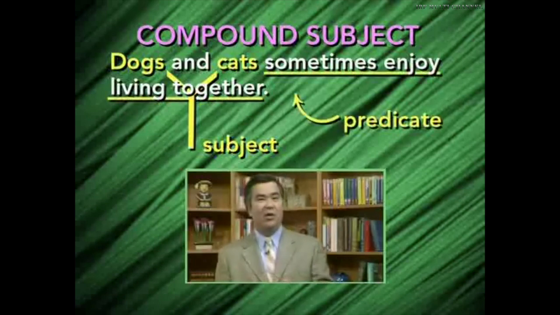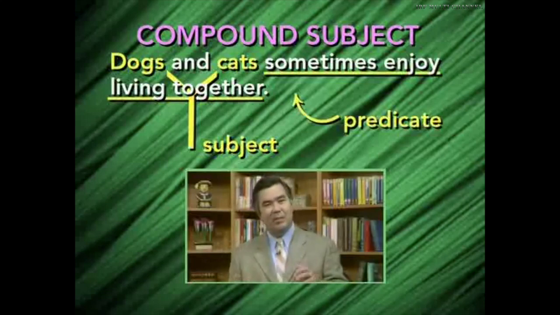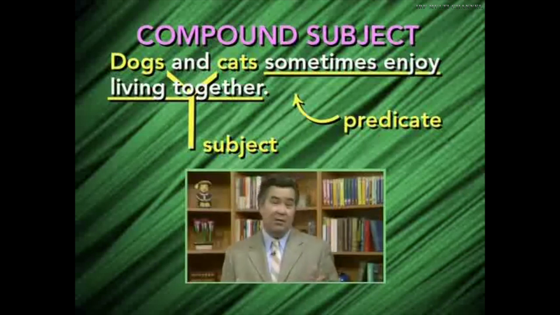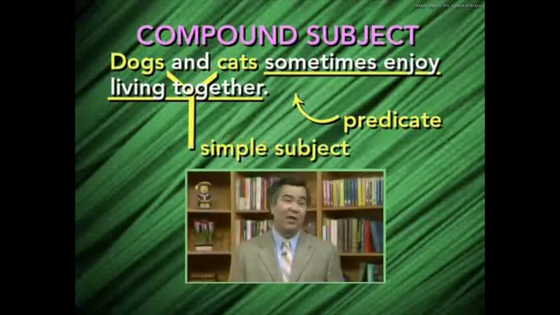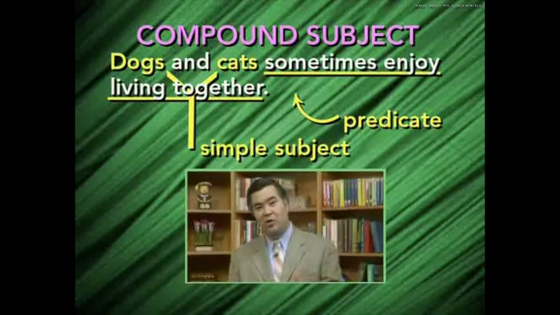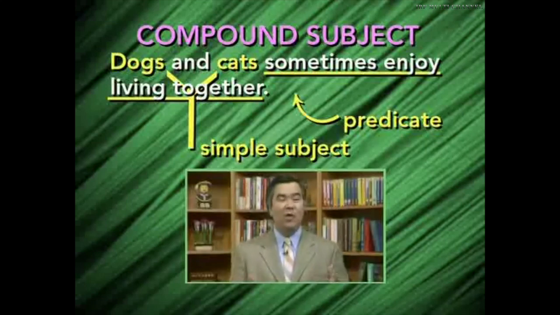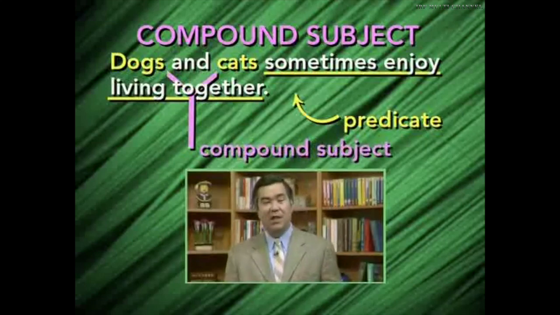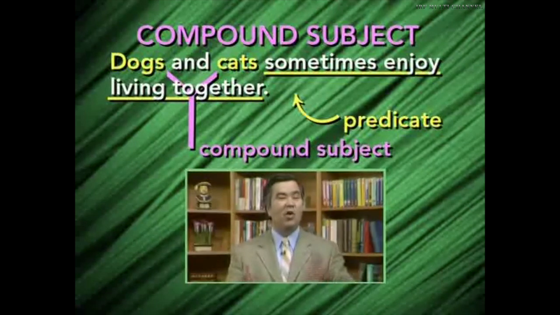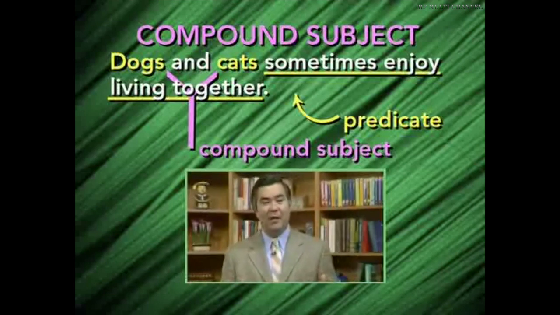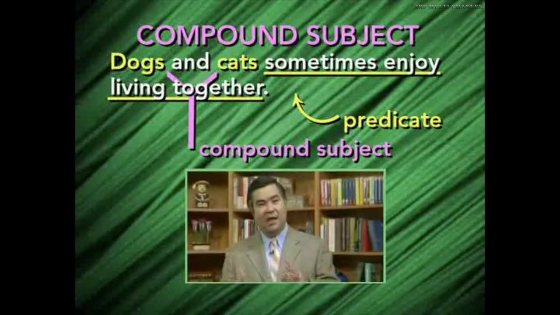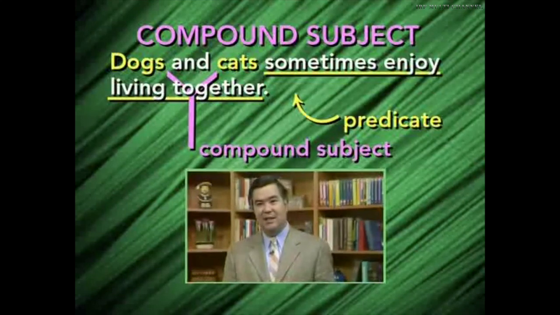It tells what dogs and cats do. Now, what's the simple subject of this sentence? Is it dogs? Is it cats? Well, really, it's both. The sentence isn't only about dogs, and it's not only about cats. It's about both. And since we have two subjects that are joined by the word and, we would consider this a compound subject. So the entire subject is both words and the word and between them. Dogs and cats all together go to make up the subject as well as the simple subject. In this case, a compound subject exists in this sentence.